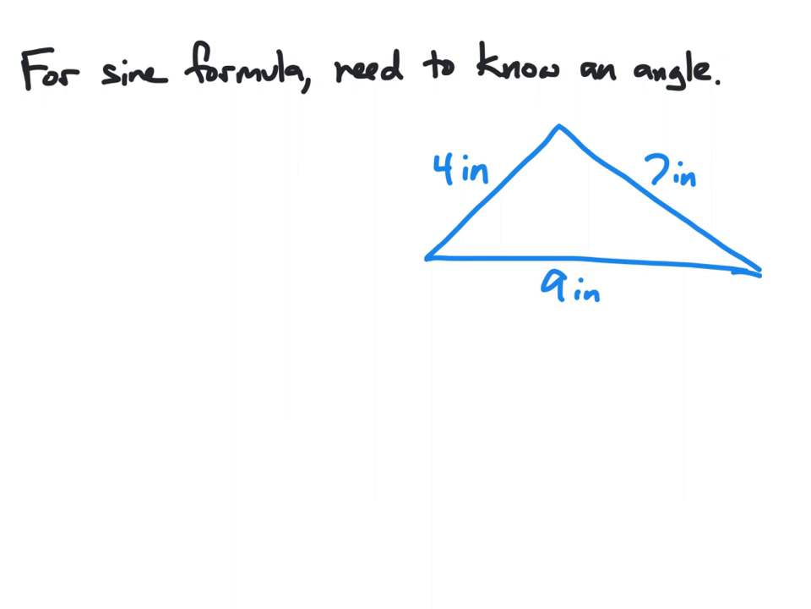In order to use the sine formula that we just used in the previous example, we do need to know an angle of our triangle as well as the lengths of the two sides that form that angle. However, if we wanted to find the area of a triangle like the one shown here, where we know the three side lengths of 4 inches, 7 inches, and 9 inches, the sine formula won't exactly help us out because we don't know any of our angles. However, there's another approach to finding the area that we can use called Heron's Formula, and it deals with the semi-perimeter of the triangle.